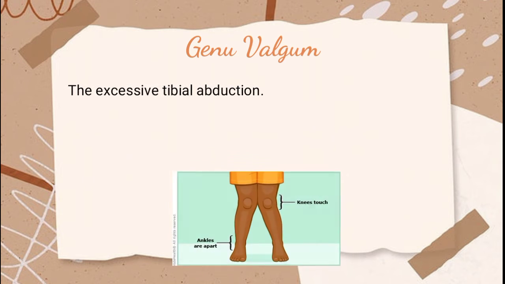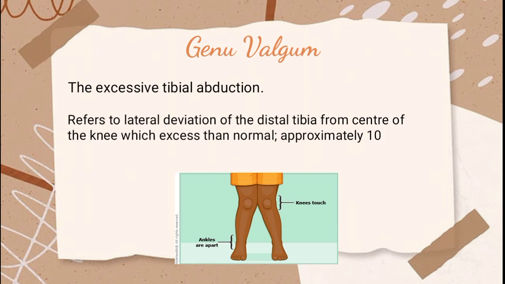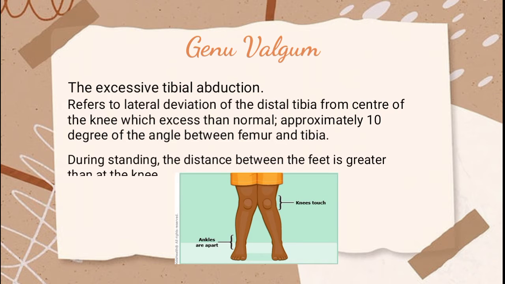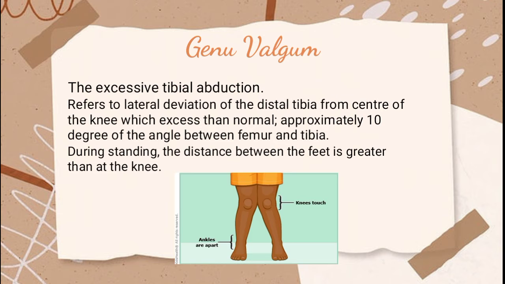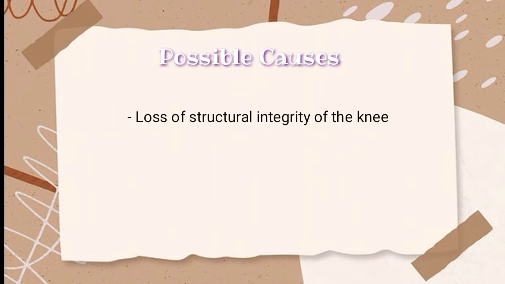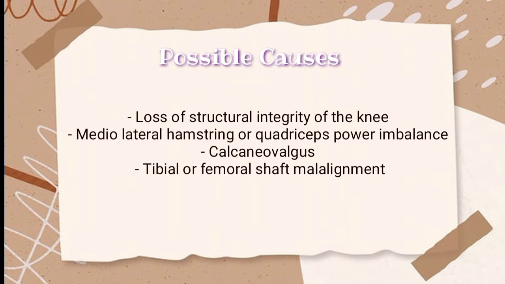Genu valgum is the excessive tibial abduction, or lateral deviation of the distal tibia from the center of the knee, which is less than normal, approximately 10 degrees of the angle between the femur and the tibia. During standing, the distance between the feet is greater than at the knee. The possible causes: loss of structural integrity of the knee, medial lateral hamstring or quadriceps power imbalance, calcaneus valgus, or tibial or femoral shaft malalignment.